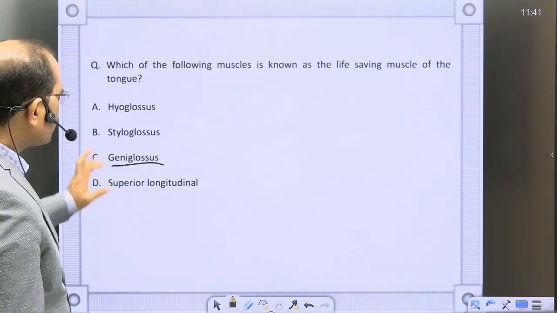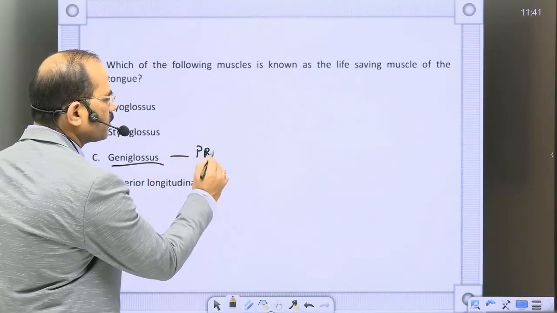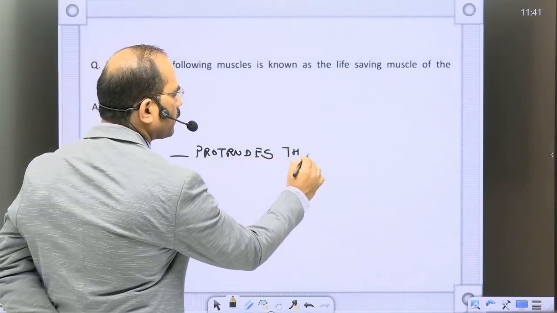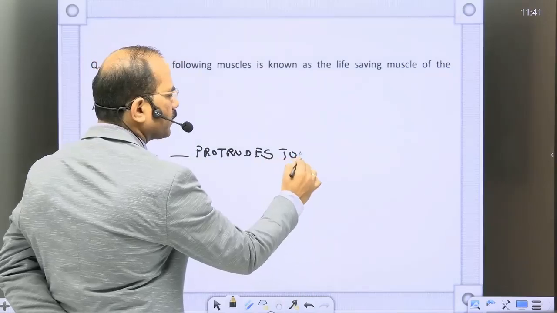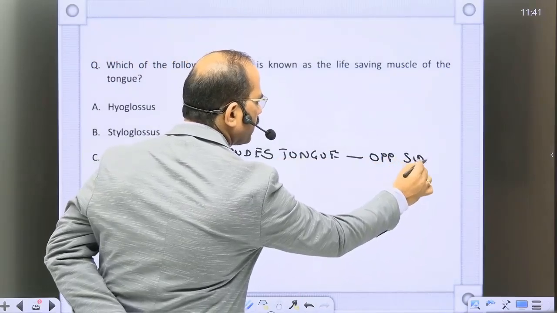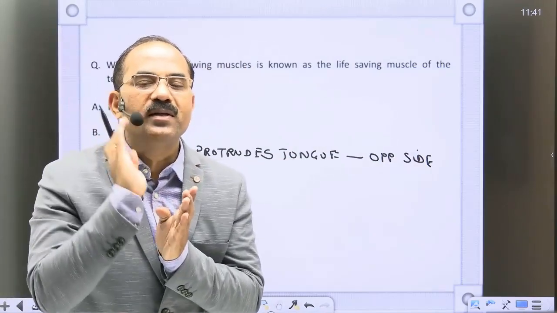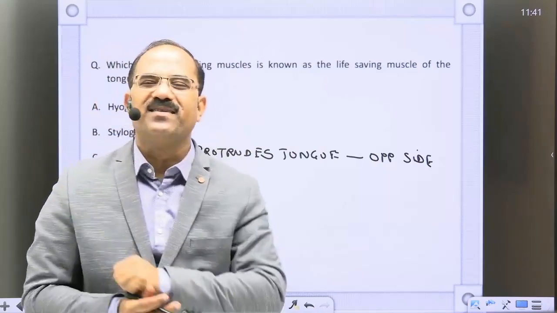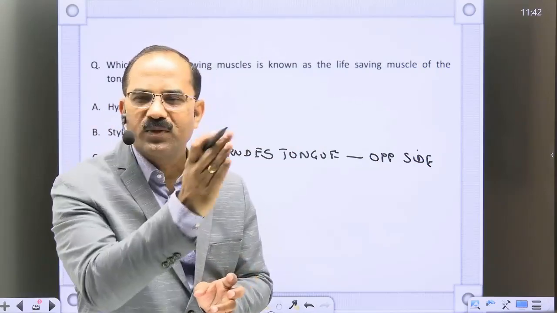Now, what is the action of genioglossus? Genioglossus protrudes the tongue. It protrudes the tongue to the opposite side. Understand this, students. That's a very important MCQ. That means the right genioglossus is going to protrude the tongue to the left, and the left genioglossus is going to protrude the tongue to the right side. Clear? Opposite side.